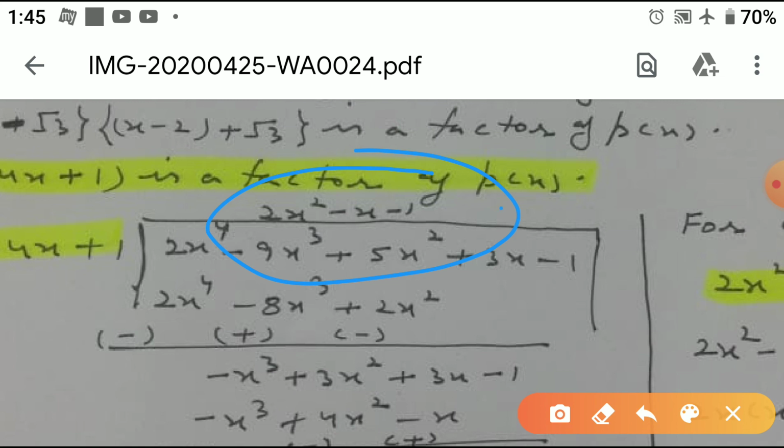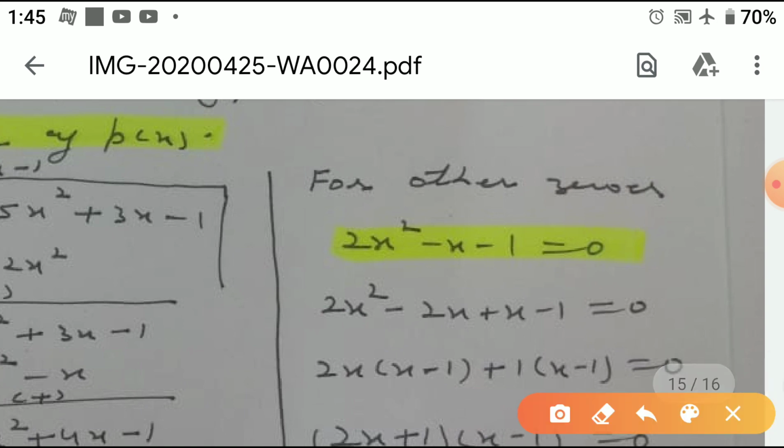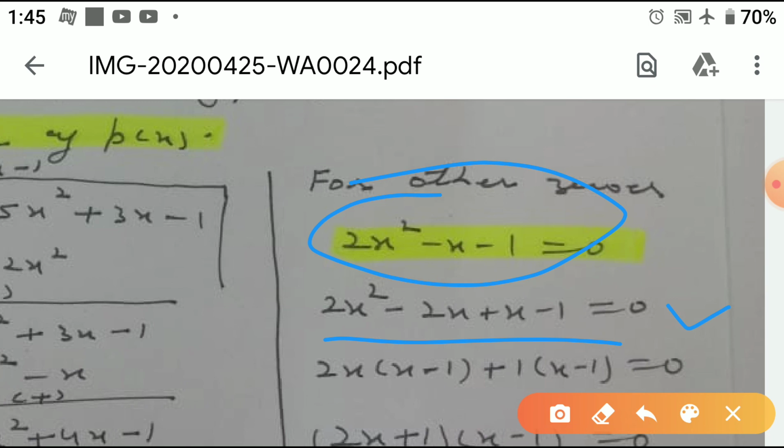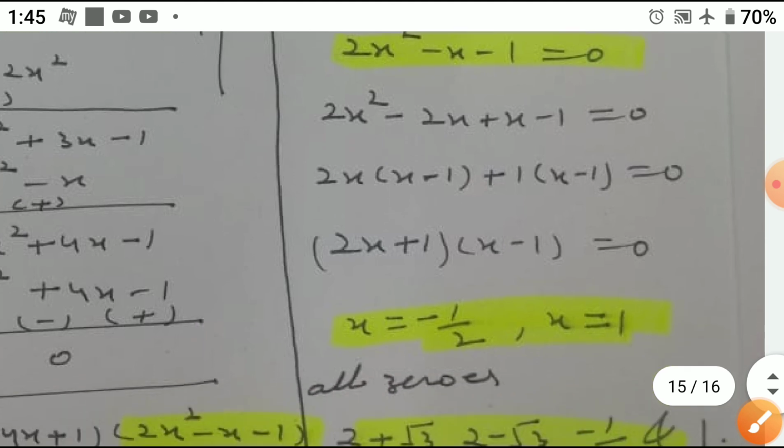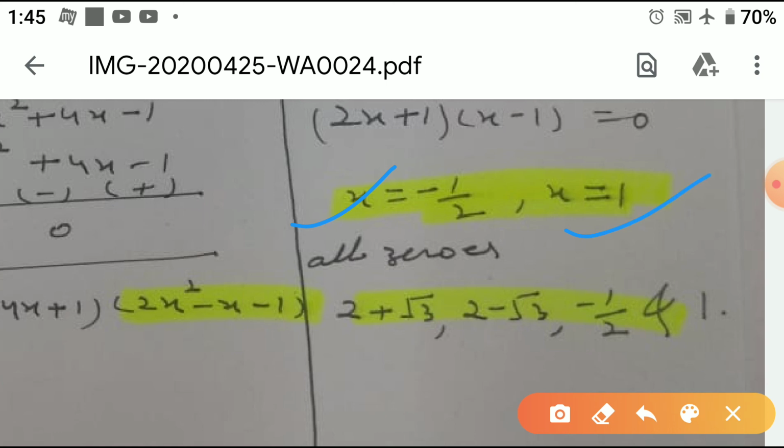Now get the factors of 2x square minus x minus 1 by splitting the middle term. So 2x square minus x minus 1 is equal to 0, splitting the middle term, 2x square minus 2x plus x minus 1 is equal to 0. Now you can take 2x common, x minus 1 plus 1 and so on, and finally the value of x is x equal to minus 1 by 2 and x equal to 1. All zeros: 2 plus under root 3 and 2 minus under root 3, minus 1 by 2 and 1.